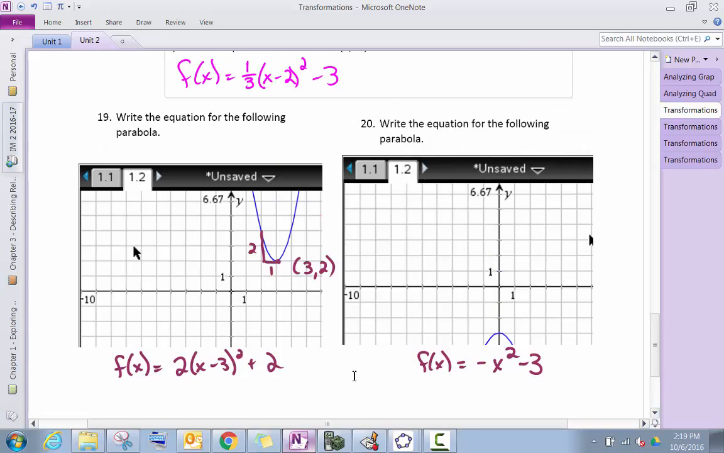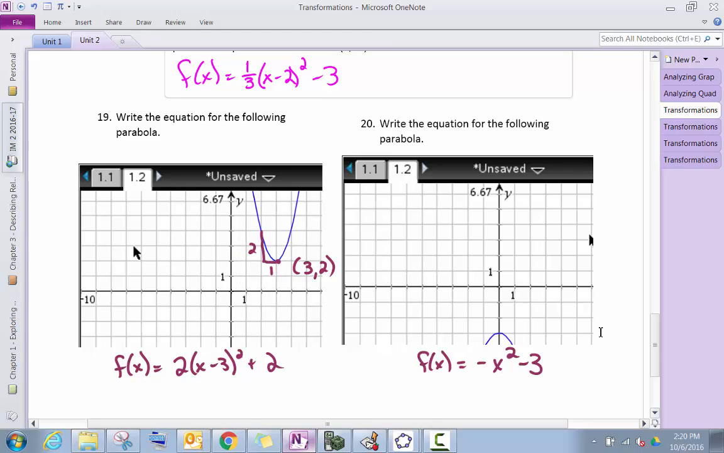Now if we're going the opposite direction here, if you notice, we went over 1 and up 2 to the next point. So it's narrower or thinner than normal by 2 times. So it's 2 out in front. It went to the right 3, so it's x minus 3. It's the opposite. And went up 2, so it's plus 2.